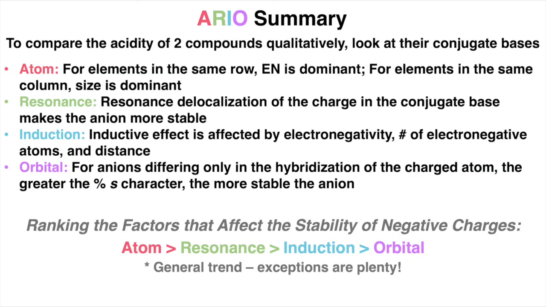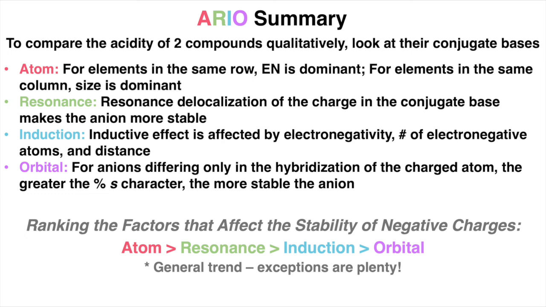So in summary, to compare the acidity of two compounds qualitatively without pKa values, we should look at their conjugate bases. Anion stability can be described using four factors: atom, resonance, induction, and orbitals, or ARIO. For elements in the same row, electronegativity is dominant. For elements in the same column, atom size is dominant. Secondly, resonance delocalization of the charge in the conjugate base makes the anion more stable. Thirdly, inductive effect is affected by electronegativity of adjacent atoms, the number of these adjacent electronegative atoms, and its distance from the atom bearing the charge.